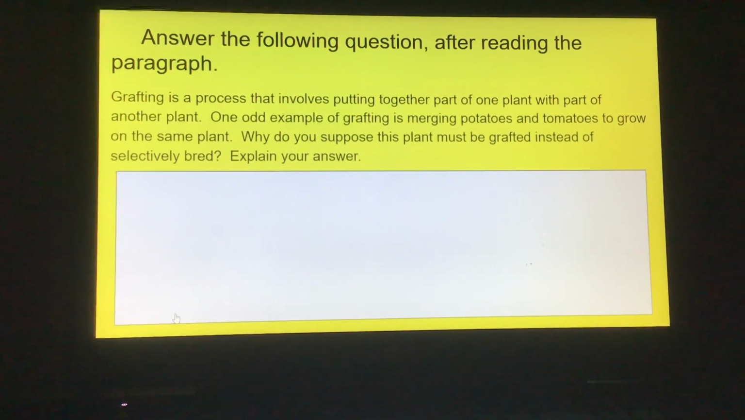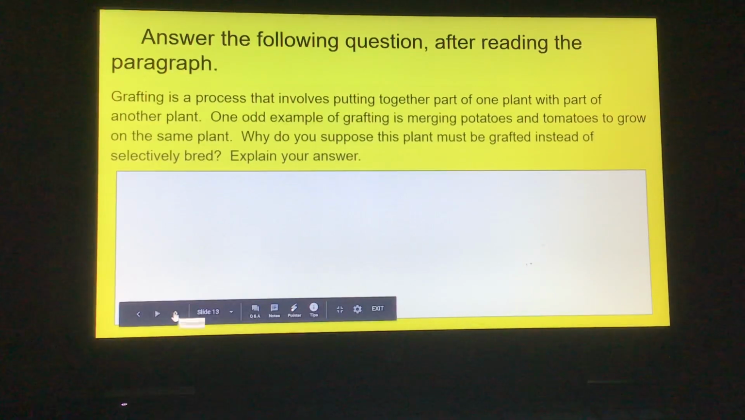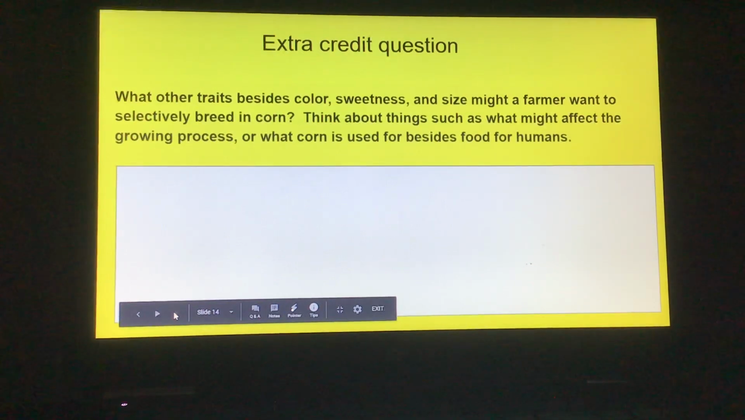So you're going to read this paragraph. Grafting is a process that involves putting together part of one plant with part of another plant. One odd example of grafting is merging potatoes and tomatoes to grow on the same plant. Why do you suppose this plant must be grafted instead of selectively bred? Explain your answer. And this is going to be extra credit.